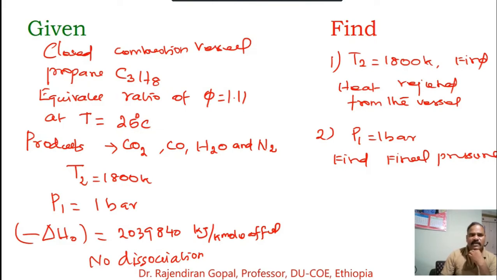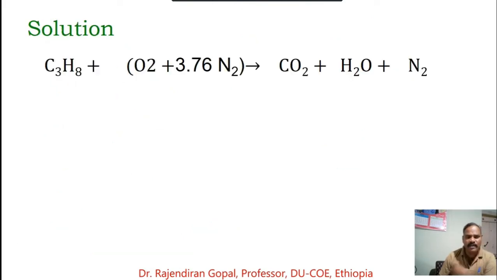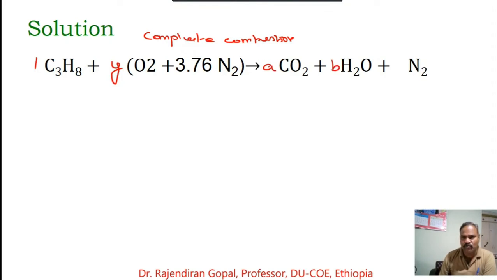First we have to write the combustion equation. The fuel is C3H8, propane, combined with air to produce CO2, H2O and N2 for a complete combustion. One mole of propane reacted with Y mole of air produces A mole of CO2, B mole of H2O, C mole of N2.